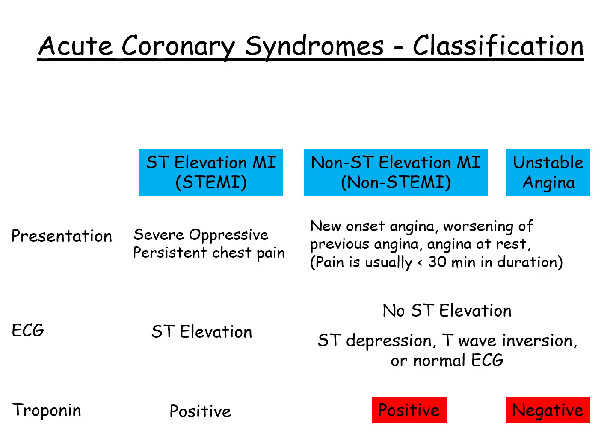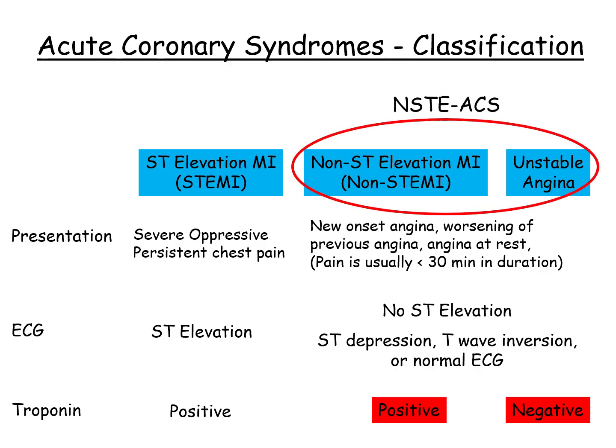Because non-ST elevation myocardial infarction and unstable angina have very common features, they are sometimes lumped together and called non-ST elevation ACS patients. Let's go over this classification again, but do it the same way as we do it in clinical practice. Say a patient presents to the emergency department with symptoms suggestive of ACS, indicating that they have either new onset angina, angina at rest, worsening of previous angina, or severe persistent chest pain. The first thing we do in these patients is to get an ECG.